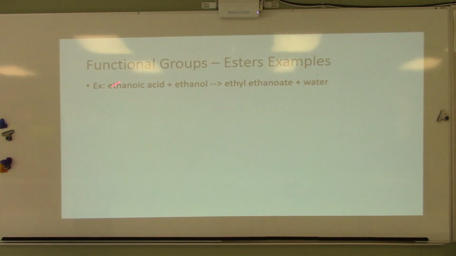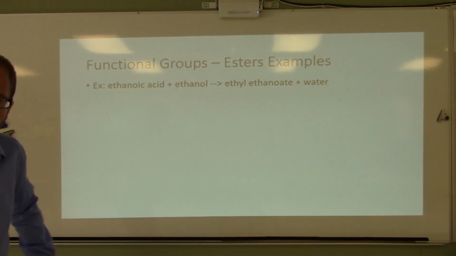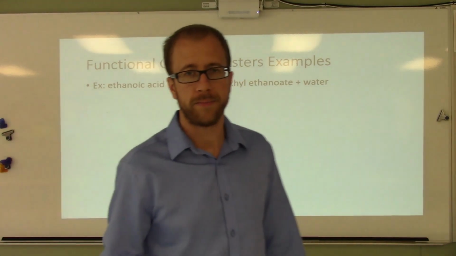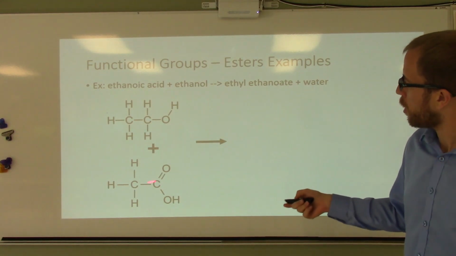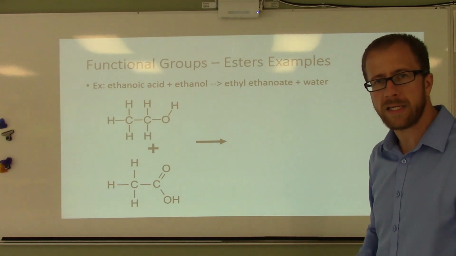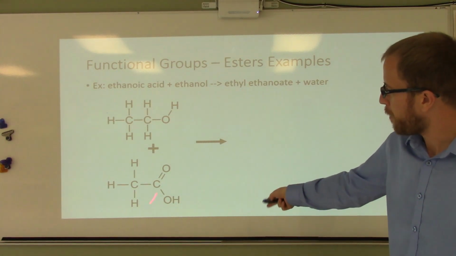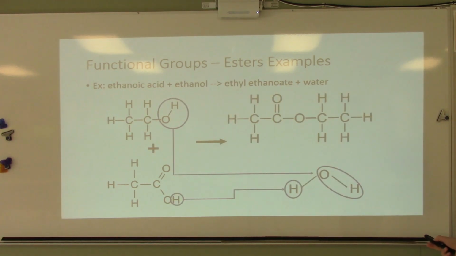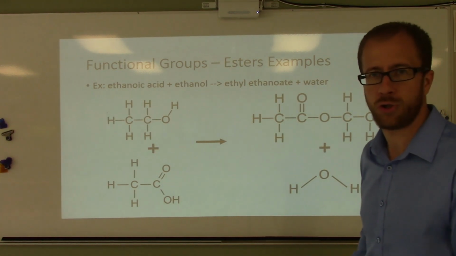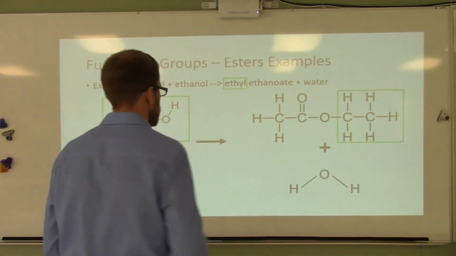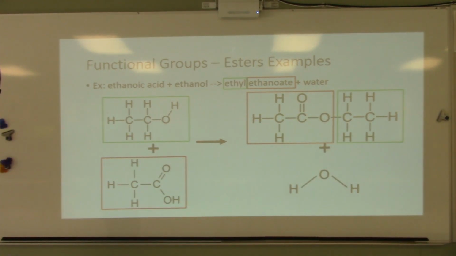So ethanoic acid plus ethanol would give you ethyl ethanoate and water. Right? We have our 2-carbon alcohol, our 2-carbon carboxylic acid, ethanol, ethanoic acid. When these combine together through dehydration synthesis, you form ethyl ethanoate and H2O. Okay, ethyl ethanoate and H2O.